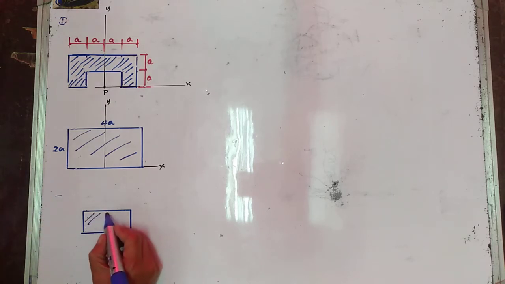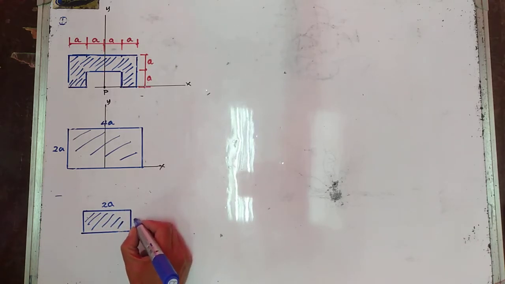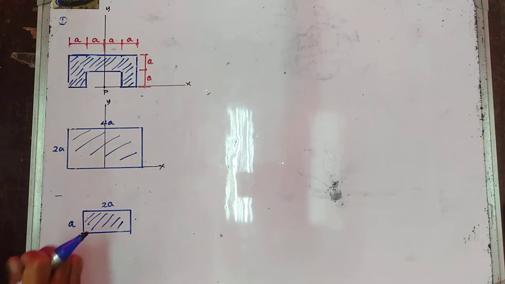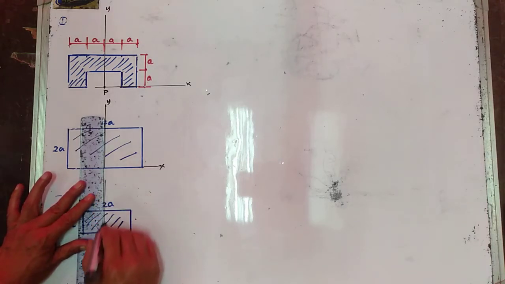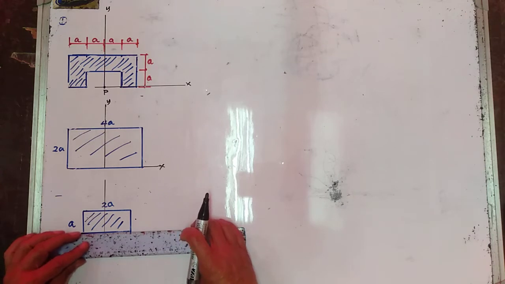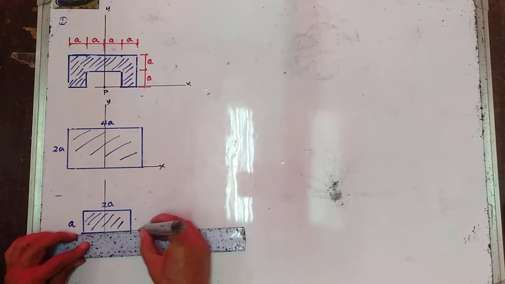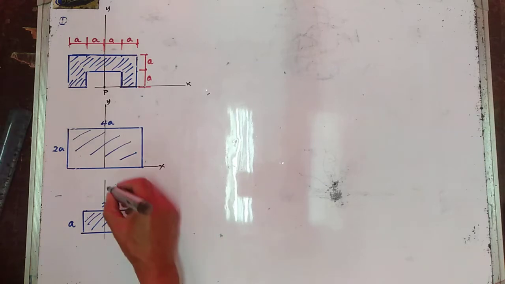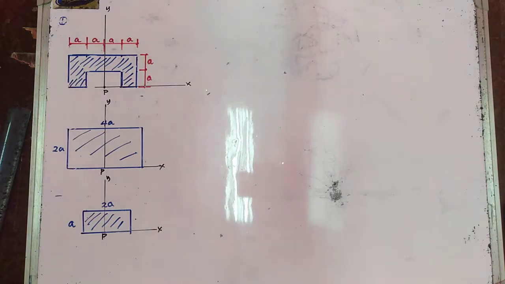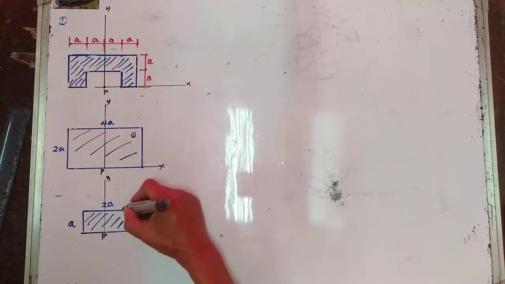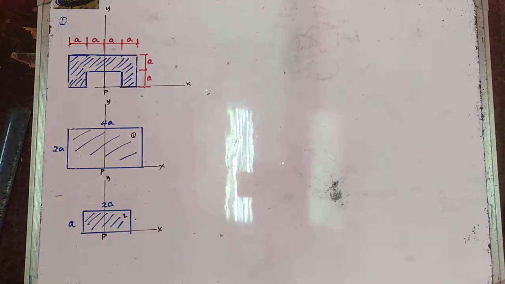So this is now 2A, and this is now having a distance A. Again, this is the y-axis, and this one in here is the x-axis. This is your point P. So we have the first area, and this one in here is now the second area.